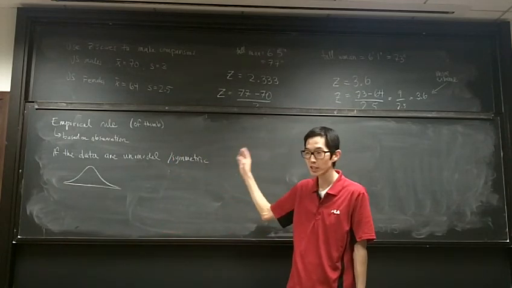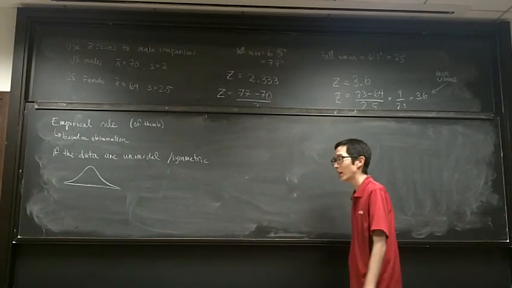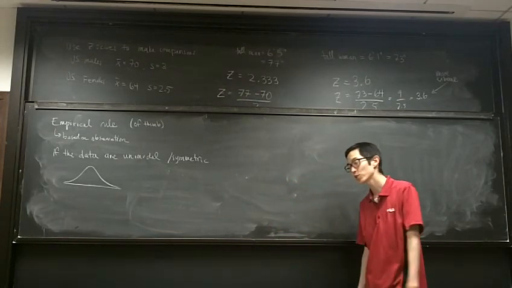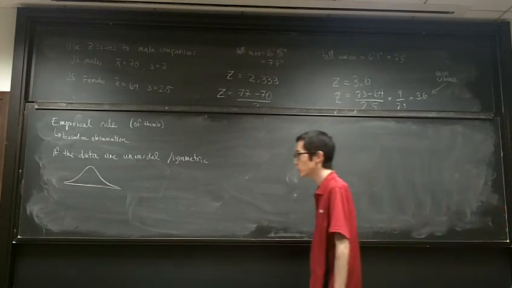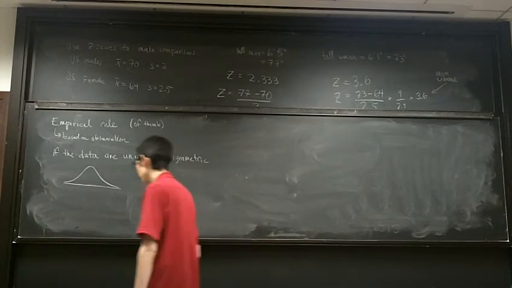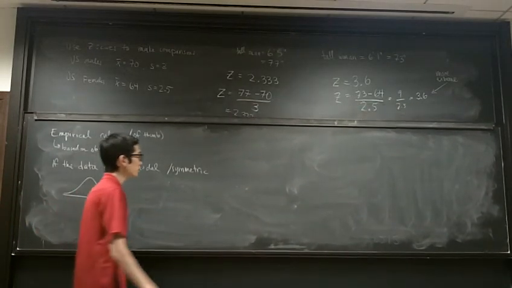So human height is unimodal and symmetric. Most people are average height. Some people are taller and some people are shorter. The further away we get from the middle, the less common it becomes. Okay? And the rule of thumb goes like this.